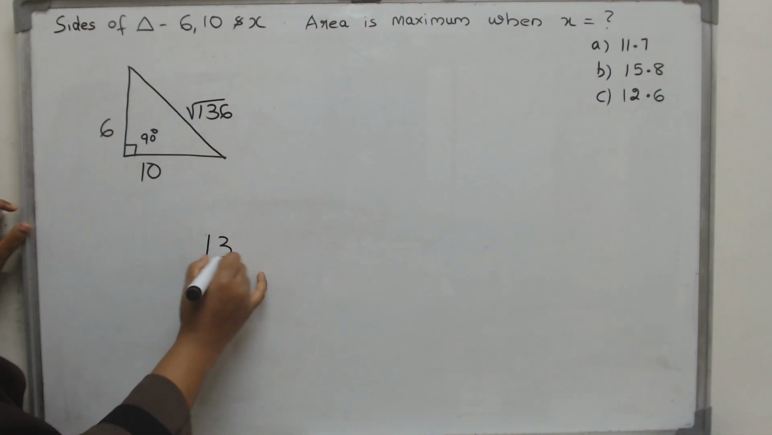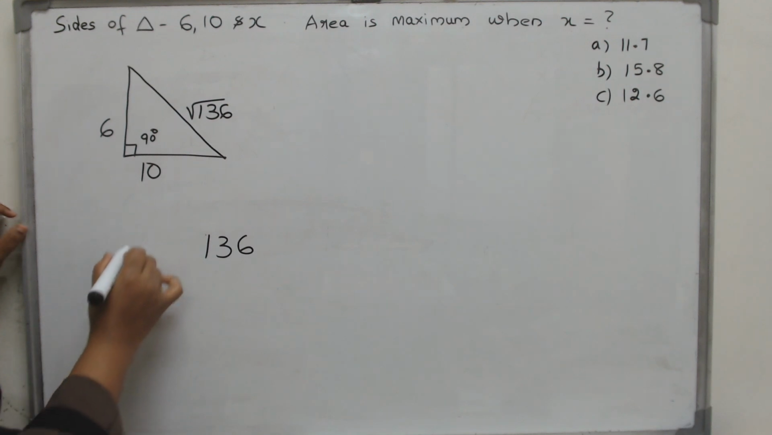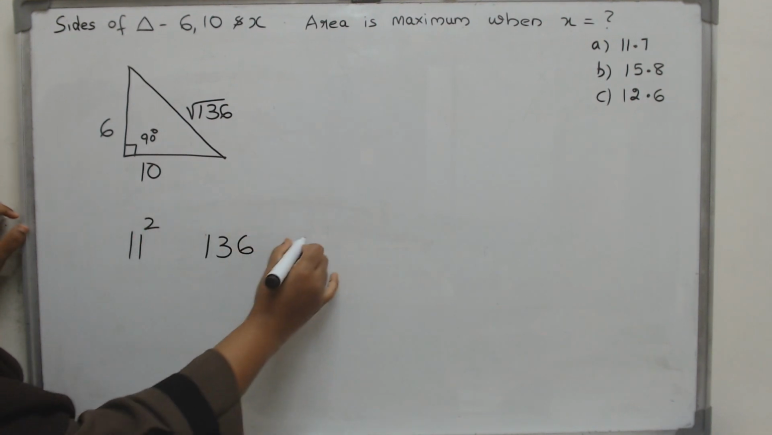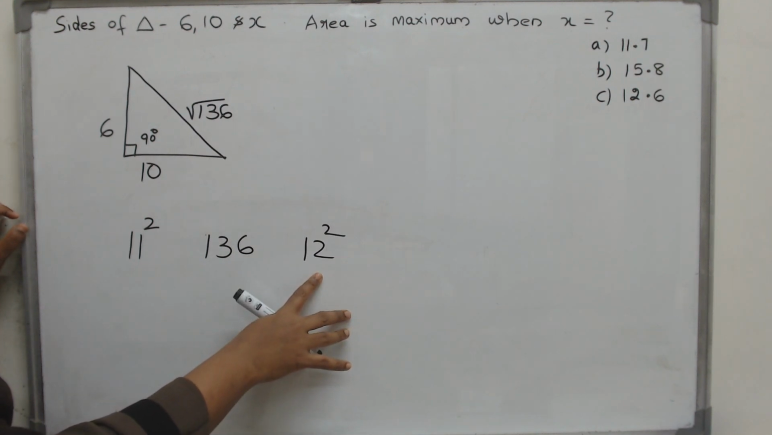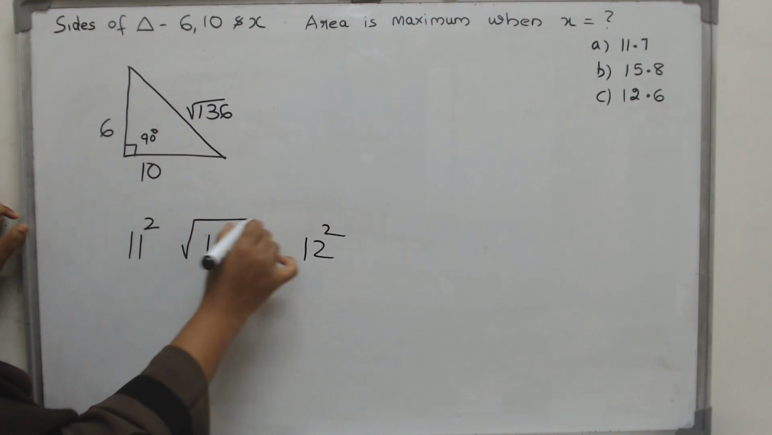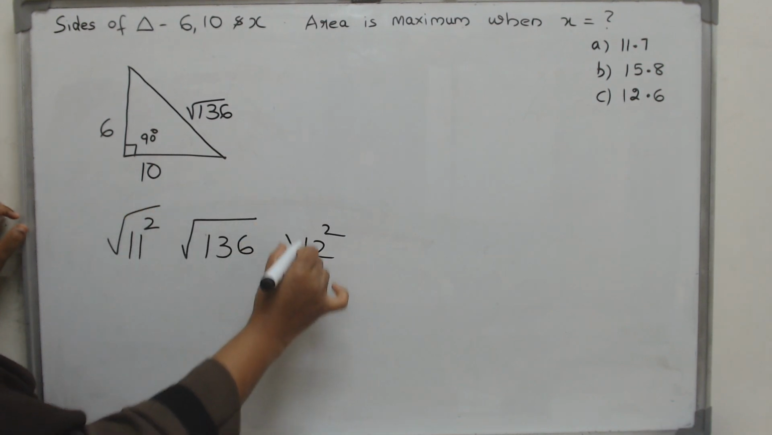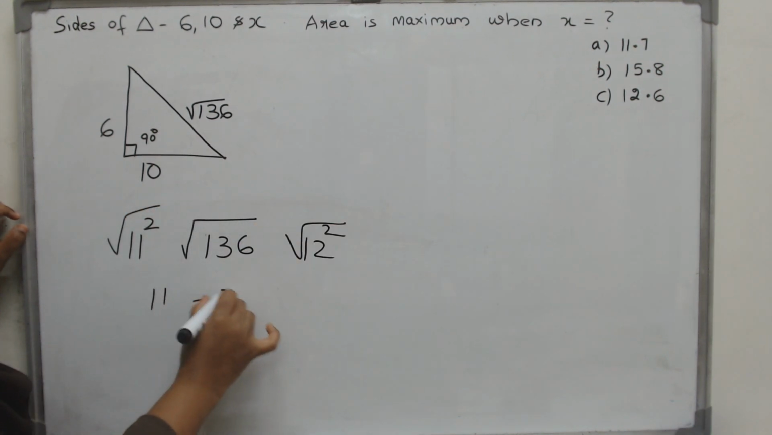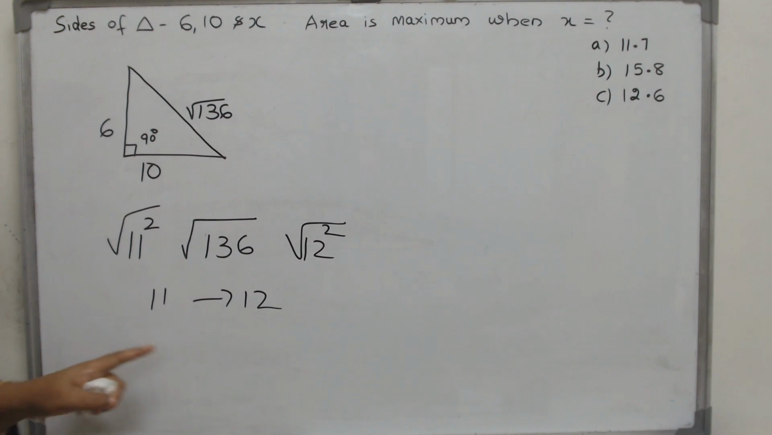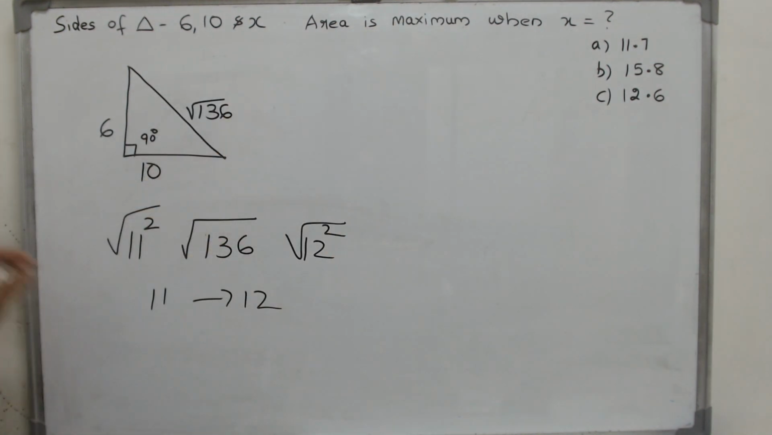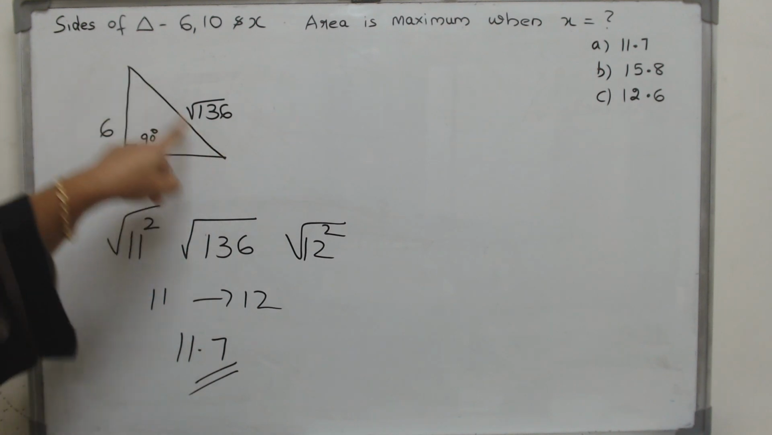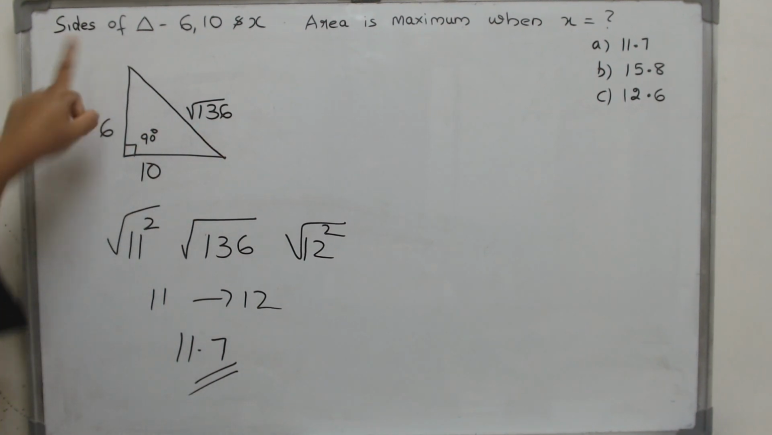Now 136 lies between which two perfect squares? It lies between 11 square and 12 square, which is 121 and 144. Therefore, the square root of 136 lies between the square root of these two, or in other words, it lies between 11 and 12. There is only one option that satisfies that condition, which is 11.7. So that is the answer that we are looking for. Our third side, the maximum value it can take is 11.7.